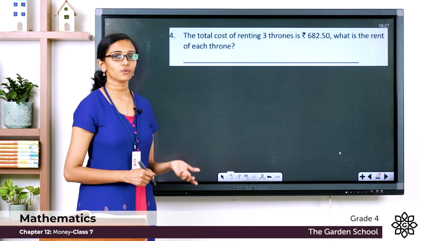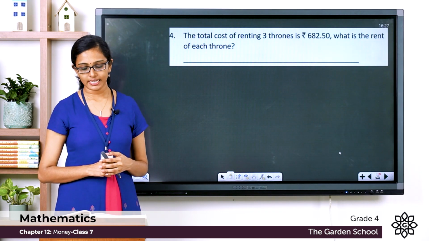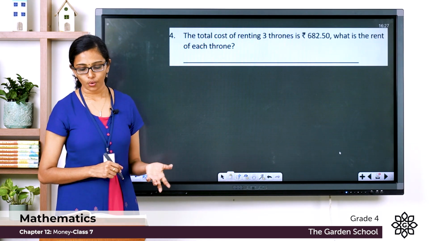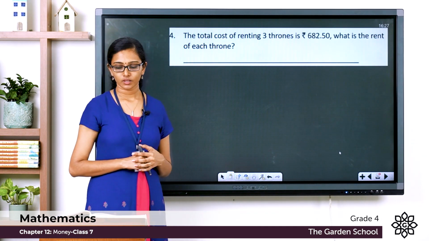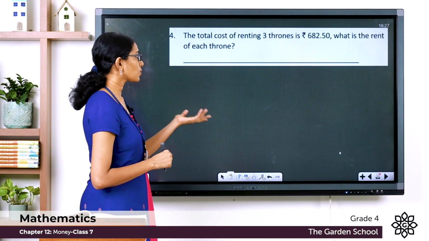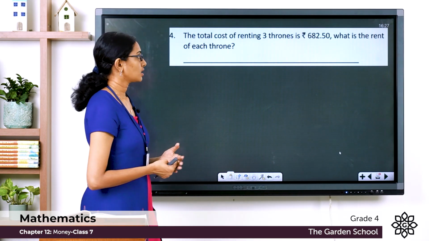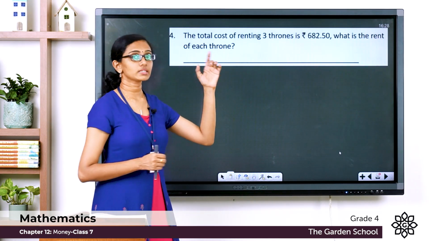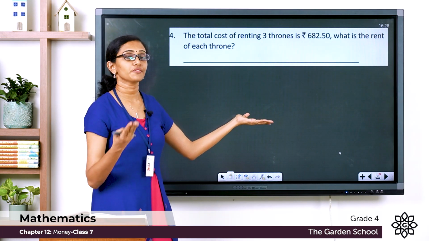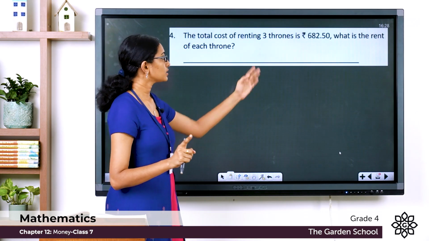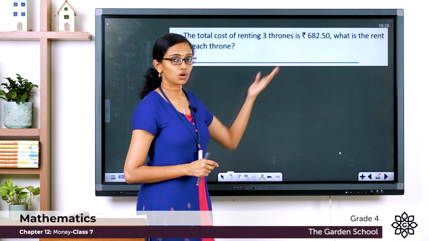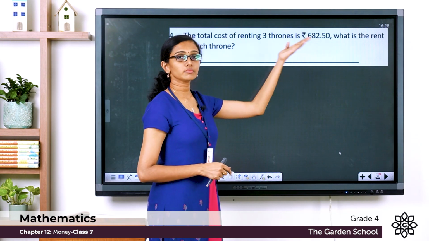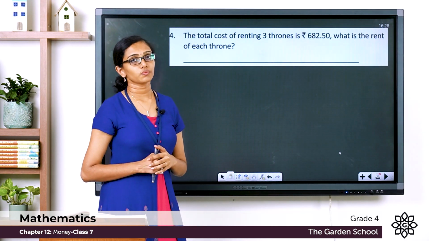Now, the next one, the fourth question, the total cost of renting 3 thrones is 682 rupee 50 paise. What is the rent of each throne? So here we are given the total cost of renting 3 thrones, and that is equal to 682 rupee 50 paise. You have to find out the rent of each throne, which means you have to find out the rent of one throne. We have the rent of 3 thrones. How do we find out the rent of one throne? Just divide this amount by 3 and you will get the rent of one throne.